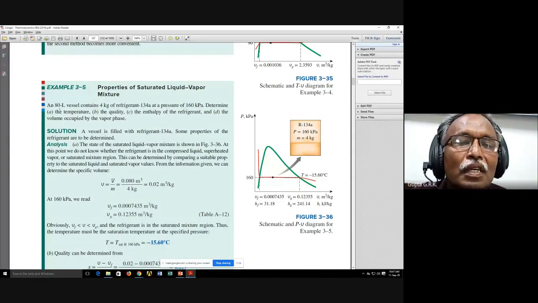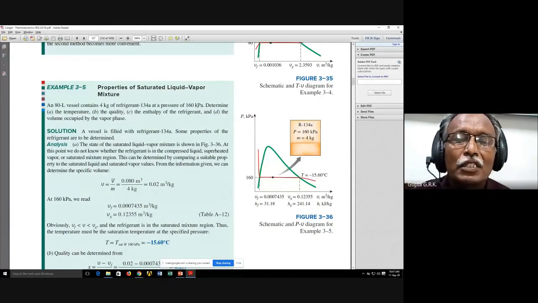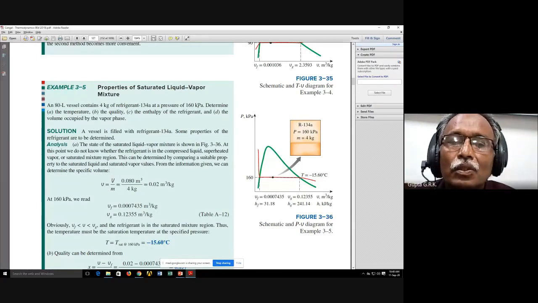Okay, so the total volume of the vessel is given, the mass is given. So volume by mass, the specific volume, is known. And we know the pressure here. Pressure and specific volume are known. Okay, so we have to know at least two properties which are independent of each other. So P and v are there.